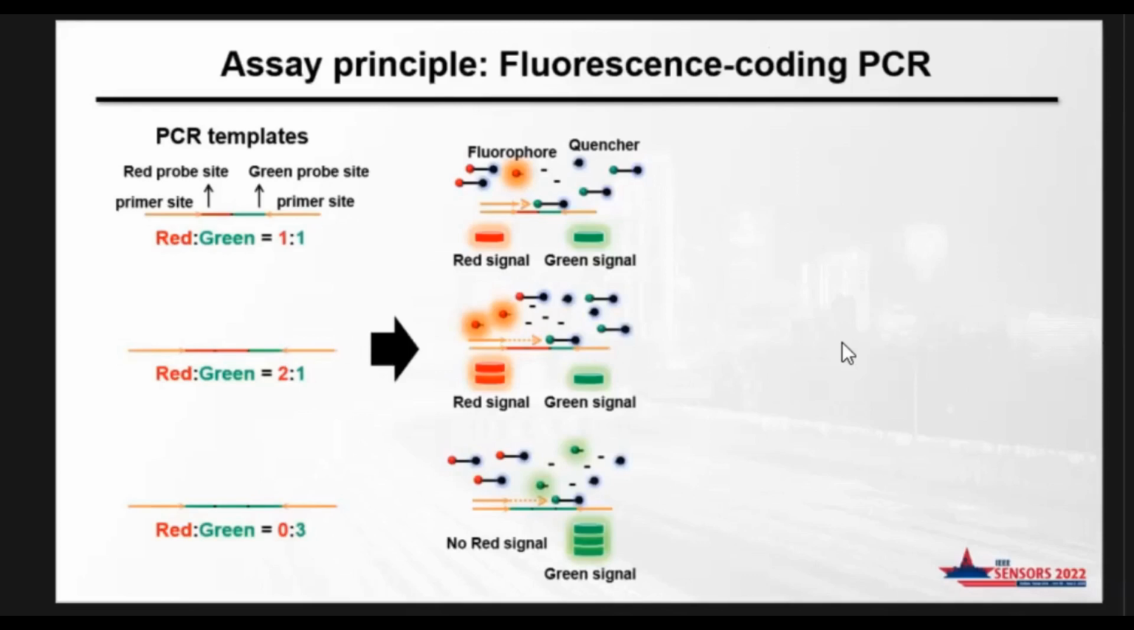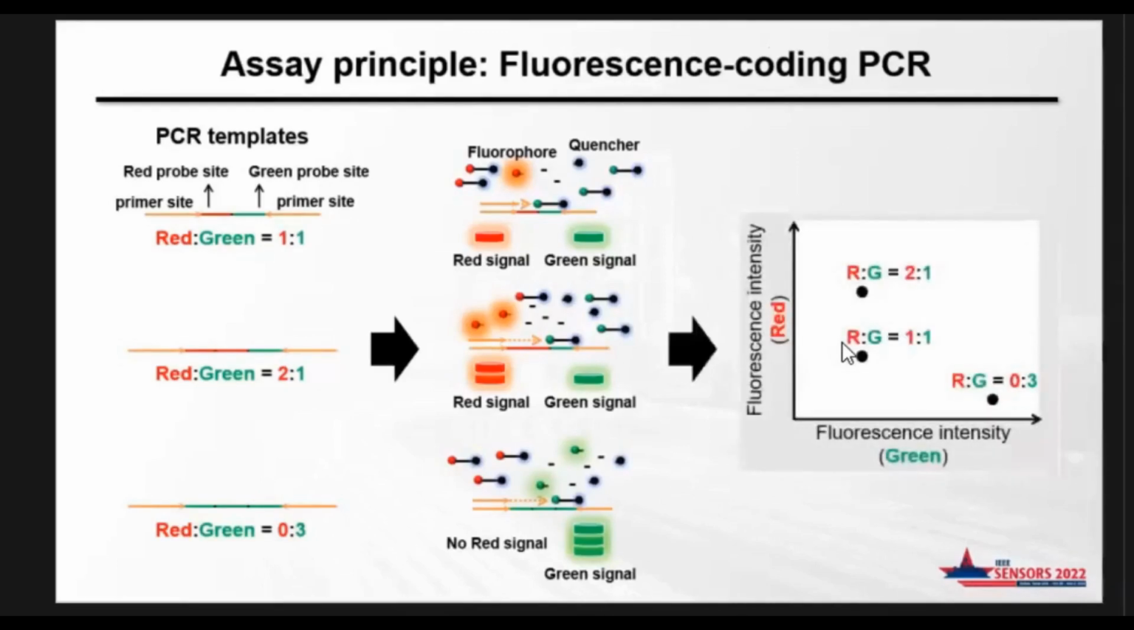In these cases, we can still use the same primer and TaqMan probe sequence to amplify those templates and generate the fluorescence signal. But depending on the number of red or green probe binding sites, different endpoint signals will be generated. And those endpoint signals can be transformed into the geometric space in this 3-dimensional form.